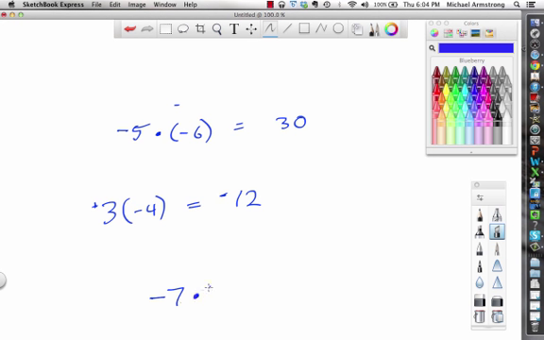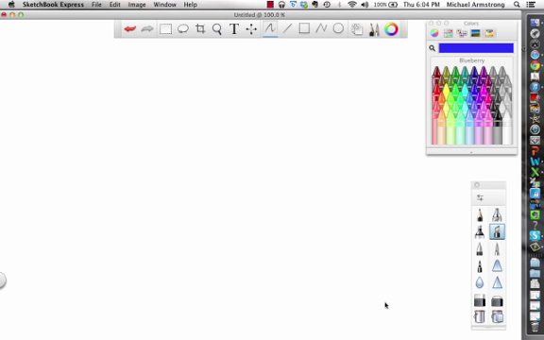Negative 7 times 4. Again, another way to write it. It still looks like multiplication to me. 7 times 4 is 28, and we have to remember there's one negative and one positive, so they're different. That means that our answer is negative. That's basically just how it goes, on and on and on like that.